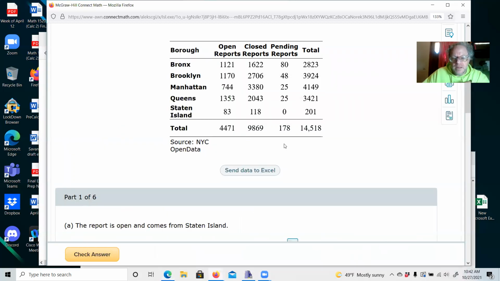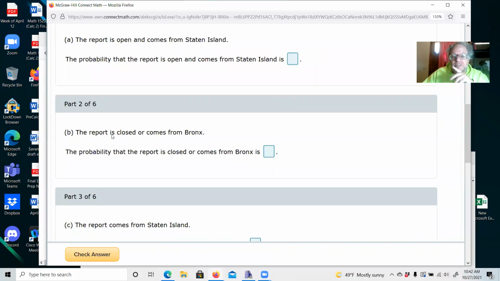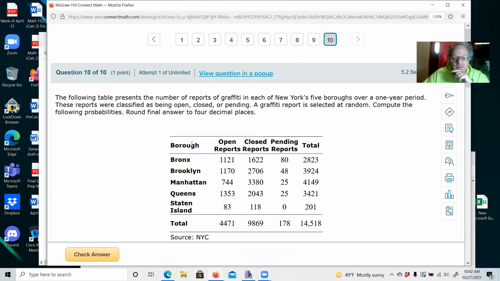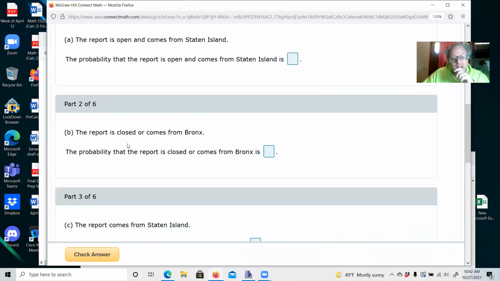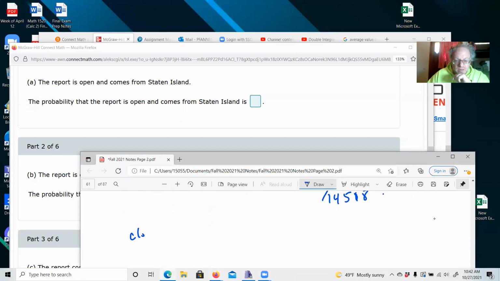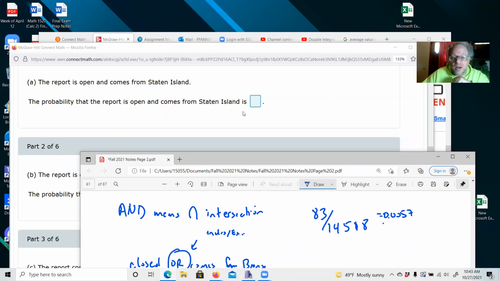All right. Next one is closed or comes from the Bronx. How are we supposed to answer this? This is the one that's a little bit tougher. So we want closed or comes from the Bronx. Now the key word "or" tells you that it's going to be inclusion-exclusion. We'll look at the table and I'll show you why.